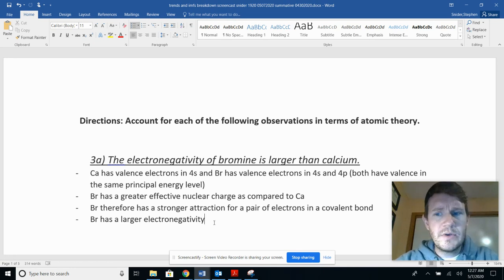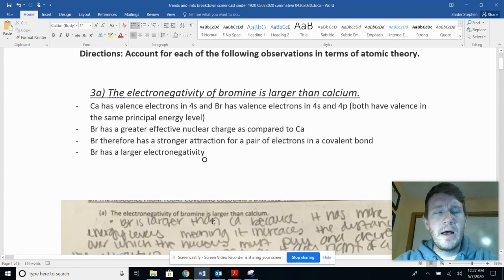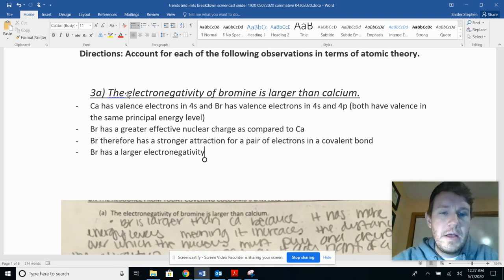Okay, so let's go ahead and start with question 3A. The directions for this series of questions asked you to account for each of the following observations in terms of atomic theory. So what I've done is I've worked through a delineation as kind of like a perfect answer. And then what we're going to do is evaluate some student responses and determine whether they would or would not really receive credit for their work.